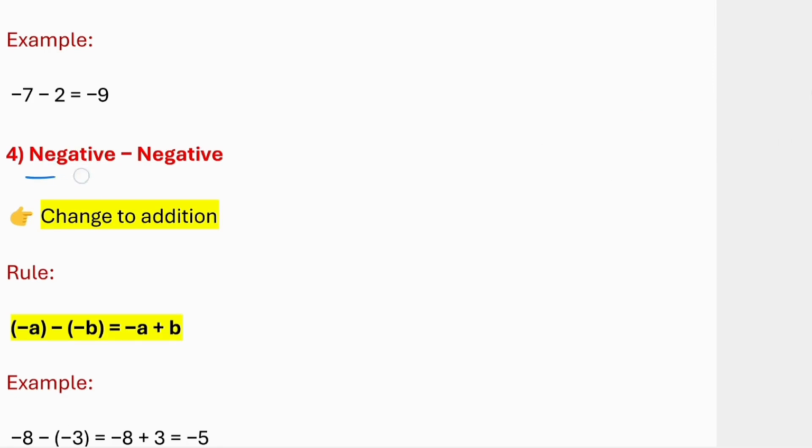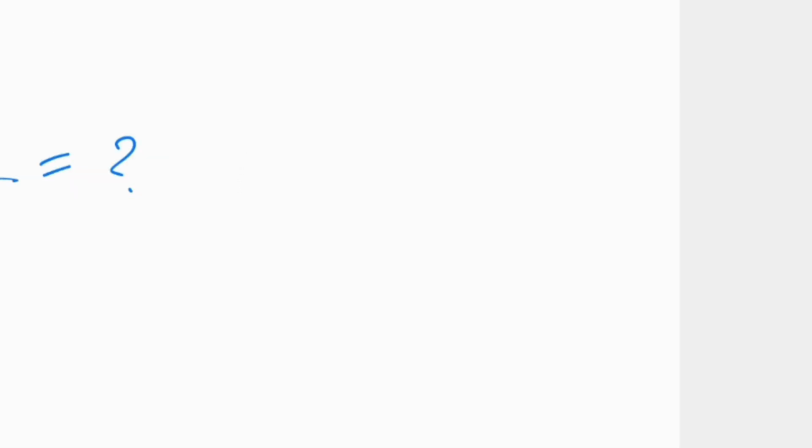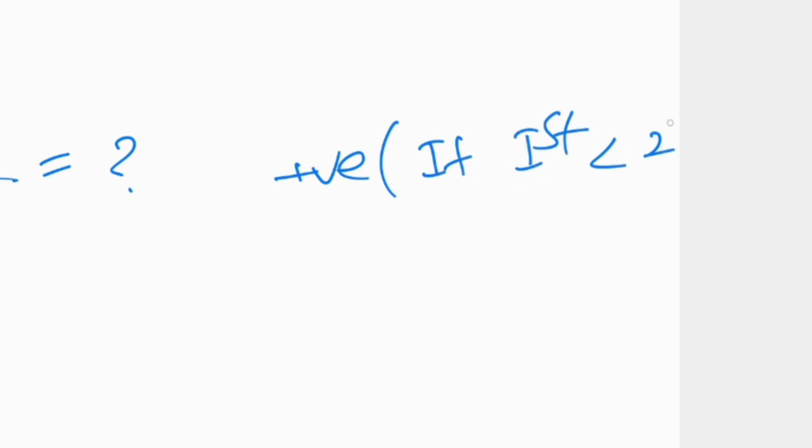Our fourth rule is negative minus negative. What do we get? When we subtract a negative number from a negative value, a positive value can come. I repeat again, we subtract a negative number from a negative value. We get a positive value if the first number is less than the second number.